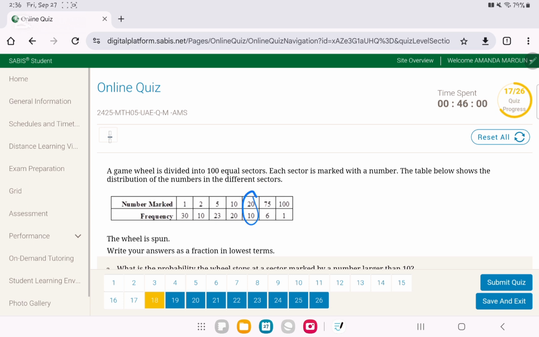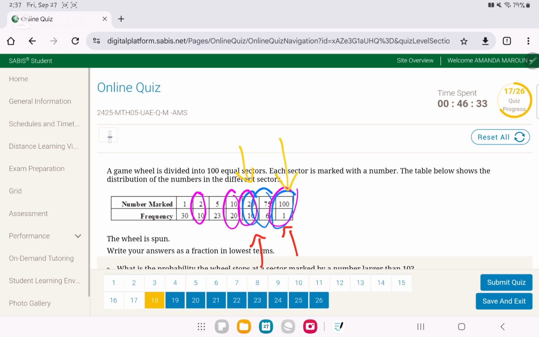Okay. And 75 is larger than 10, and 100 is larger than 10. But we also need the even ones. So which ones include the even ones? We have 2, 10, 20, and 100. Now, if you notice, 20 and 100 are both even and greater than 10. So what do we do in this case? We take only one time of them.